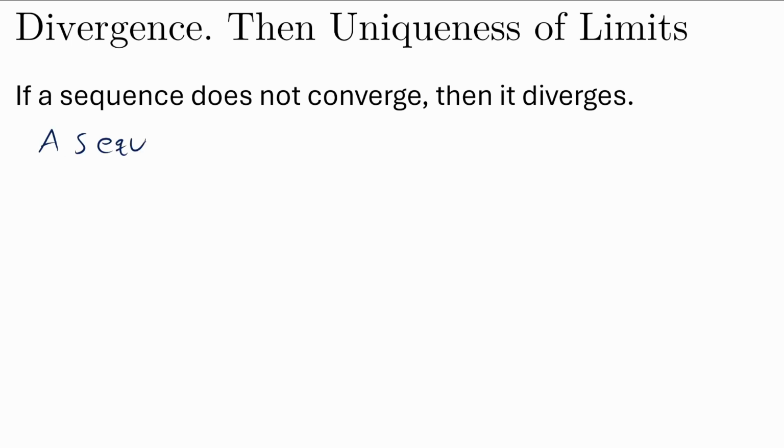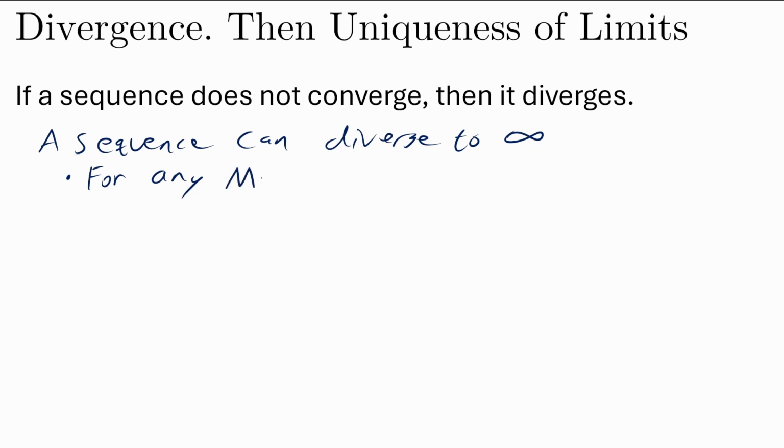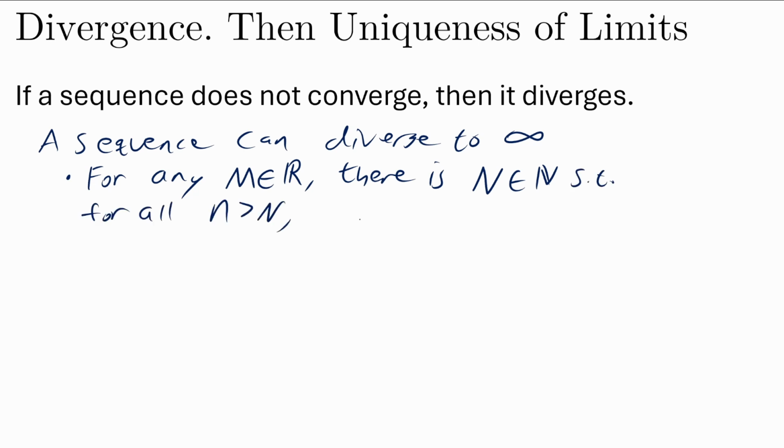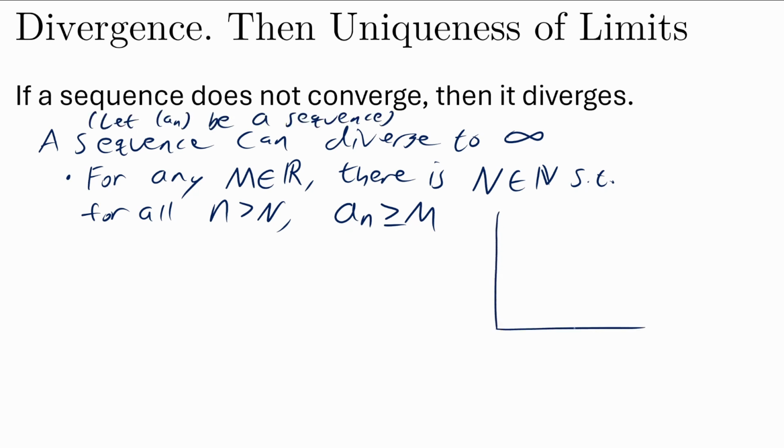A sequence can diverge to infinity, which means that for any threshold you pick, we'll call it big M, this can be natural or real, it doesn't matter, but we'll say that it's real, there is some threshold, big N, which is natural, such that for all n bigger than N, we have a_n bigger than M. This can be greater than or equal to. So basically we have our x-y axes here. Let's pick some M.